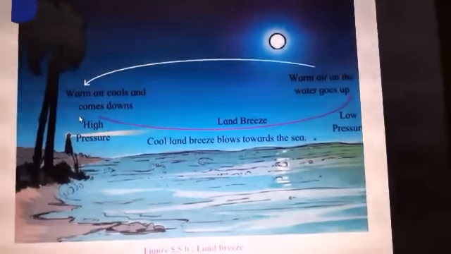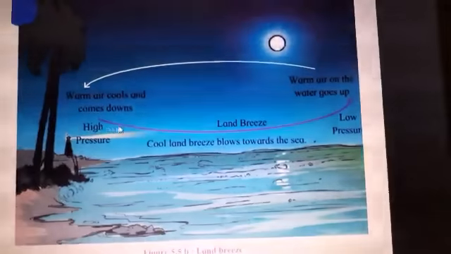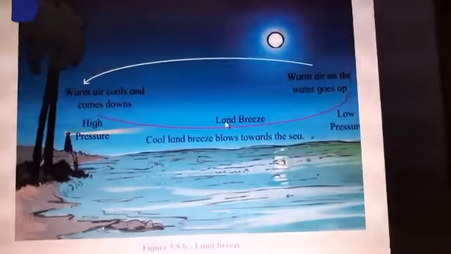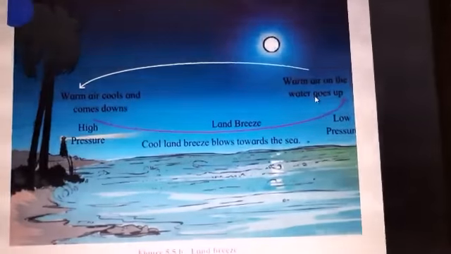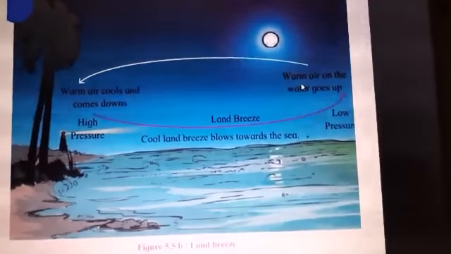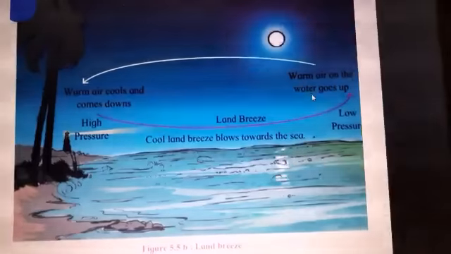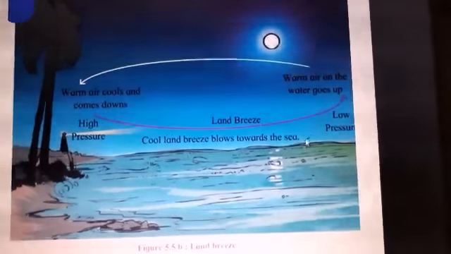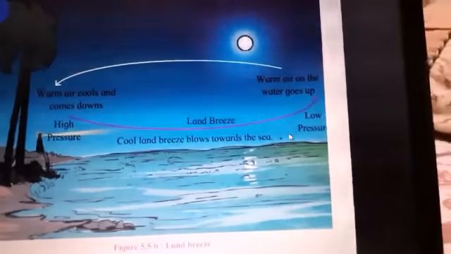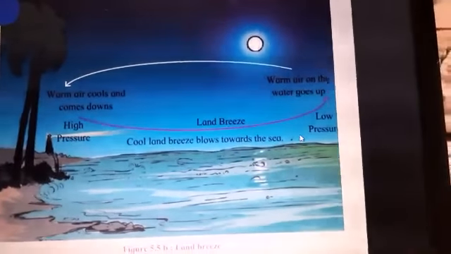Whereas air pressure is high. Now what happens on the sea during this time? Warm air on the water goes up, so air pressure is low, whereas temperature of the sea water is high. The highest, we can say.